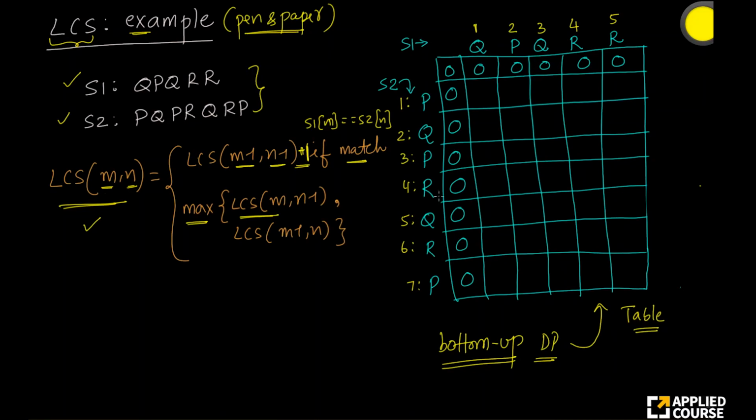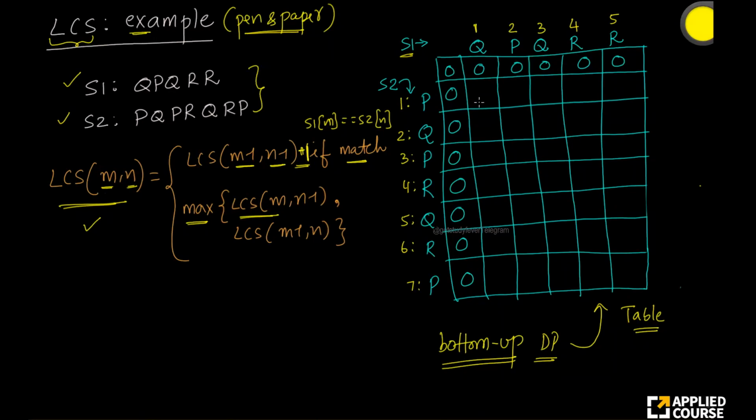Let me explain how this table is set up. My string S1, which is Q, P, Q, R, R, I've drawn here. I've drawn one more additional column and one more additional row here. S1 has length 5: 1, 2, 3, 4 and 5. On this side of the table, I have my string S2, P, Q, P, R, Q, R, P, which is of length 7, as you can see. I've added one row and one column initially with all zeros.